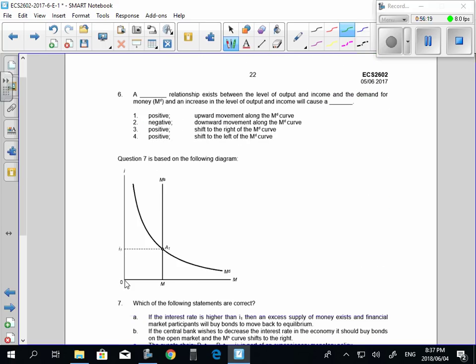Question 6. The relationship between the level of output and income and the demand for money is what? In our financial markets, when we increase the income, we increase the demand for money. So we know that it is a positive relationship. And we would shift the curve to the right.